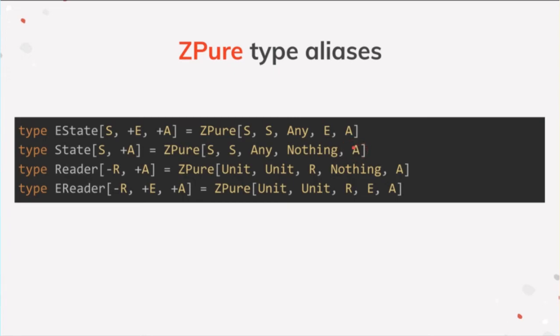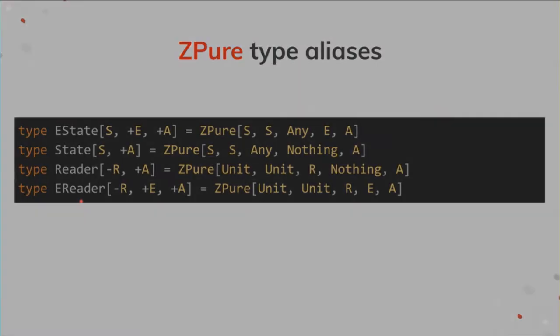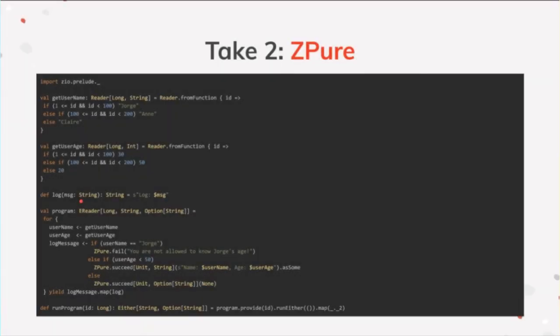So let's take a look now at the second attempt for solving the problem, now using ZPure. As you can see, getUsername and getUserAge are very similar. Now they return ZPures, but here I'm using just the reader type alias. It's not the same reader I used before. This is a ZPure, but I've used the type alias. So in ZIO Prelude, to create a reader, you can create a reader from a function. So that's a little different from what we had before.